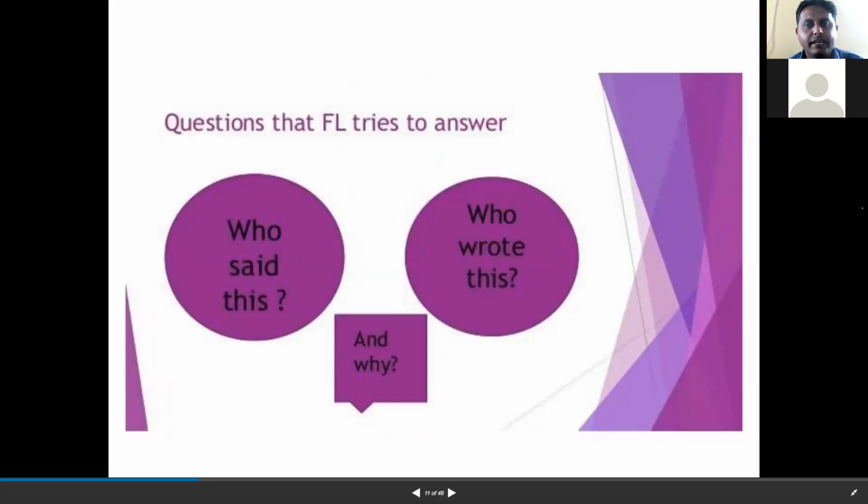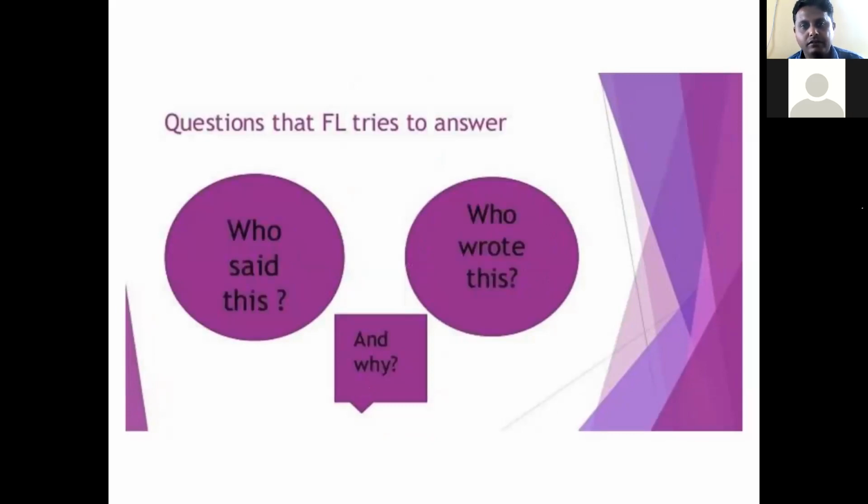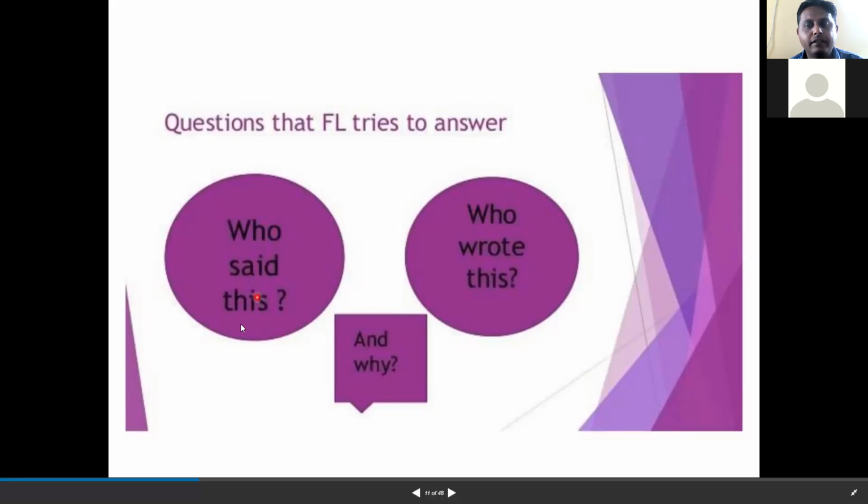Two main things forensic linguistics tries to investigate, tries to find the answer to. What is that? Who said this, who wrote this, and why. Who said this means audio language, oral language, right. Who wrote this here means handwriting, and why, that is the reason. Okay, so this is the background of the law.